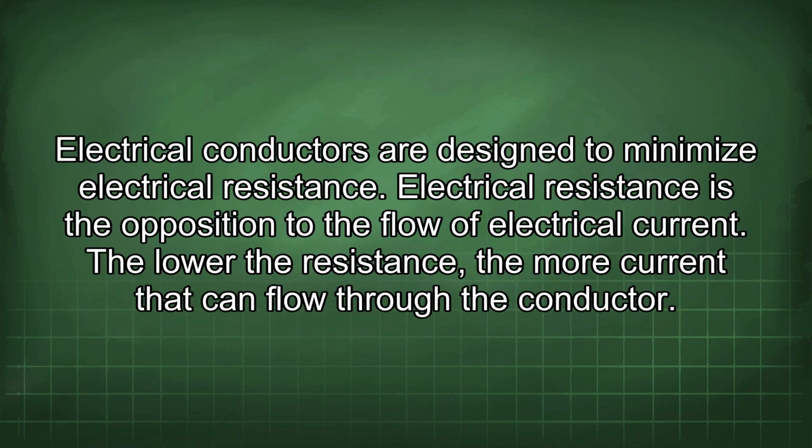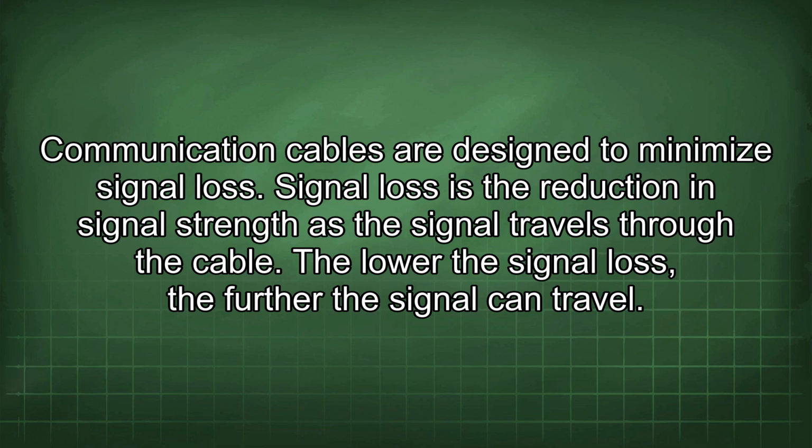Electrical conductors are designed to minimize electrical resistance. Electrical resistance is the opposition to the flow of electrical current. The lower the resistance, the more current that can flow through the conductor. Communication cables are designed to minimize signal loss. Signal loss is the reduction in signal strength as the signal travels through the cable. The lower the signal loss, the further the signal can travel.